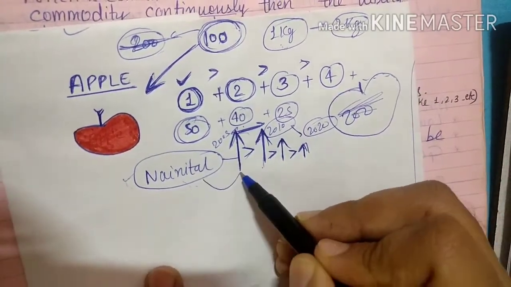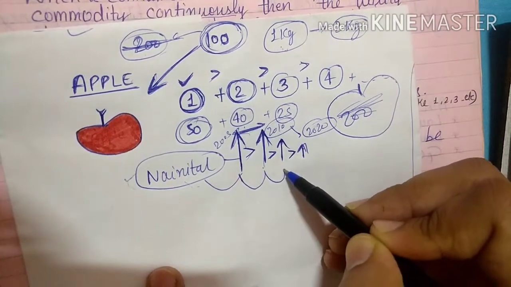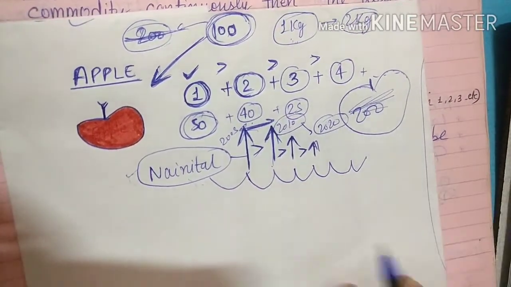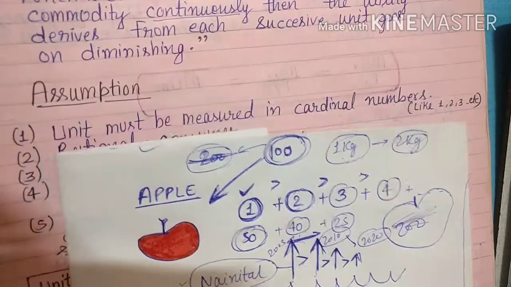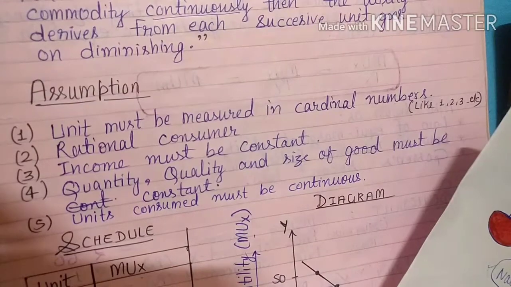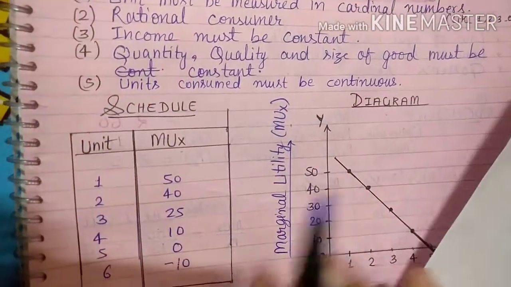So it should be on a continuous basis, like going every week or every month, not after such long durations. So these are the assumptions. I hope the assumptions are clear to you. Now come to the schedule, or you can say the table.